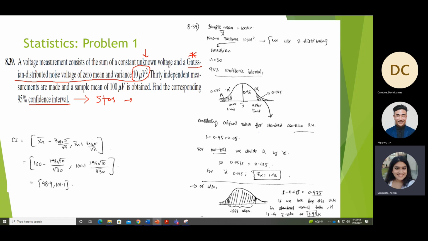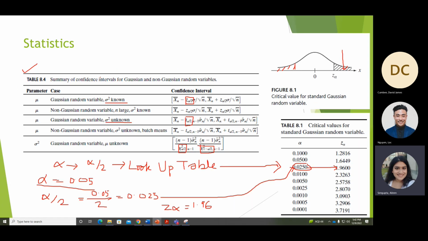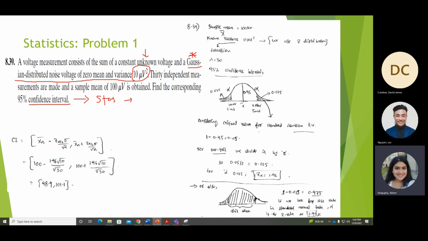What is the wording? Gaussian distributed. Okay, go back to your table and immediately eliminate non-Gaussian. Non-Gaussian is eliminated. Now I have to see this one, and this one is a possibility. Let's read: 30 independent measurements are made. But when you keep reading, you'll realize that your mean is given and your variance is also given. Let's get back to the table.